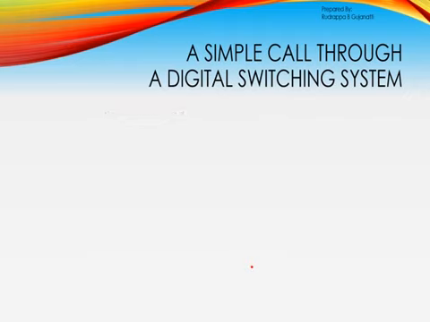So, what is a simple call through a digital switching system? Basically, we are discussing the telephone system. In general, a simple call through a digital switching system has to follow a procedure in order to make a call. For example, if a person A wants to call a person B, first person A has to lift the receiver of the telephone. After lifting, he gets a dial tone, which gives an indication that the phone is up and running. Once the dial tone is heard, he can dial the numbers.